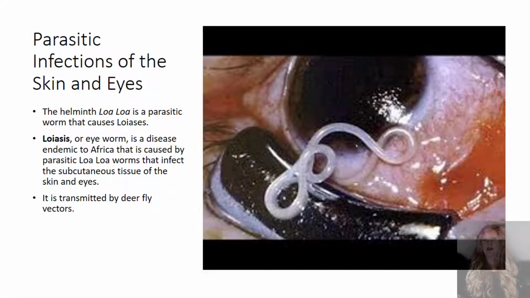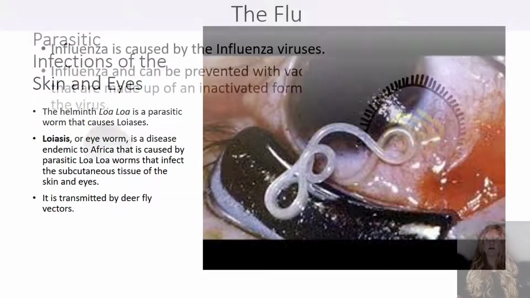The helminth Loa loa is a parasitic worm that causes loiasis. Loiasis, which translates as eyeworm, is a disease endemic to Africa that is caused by the parasitic Loa loa worms that infect the subcutaneous tissue of the skin and eyes. The Loa loa worm is transmitted by deer fly vectors.